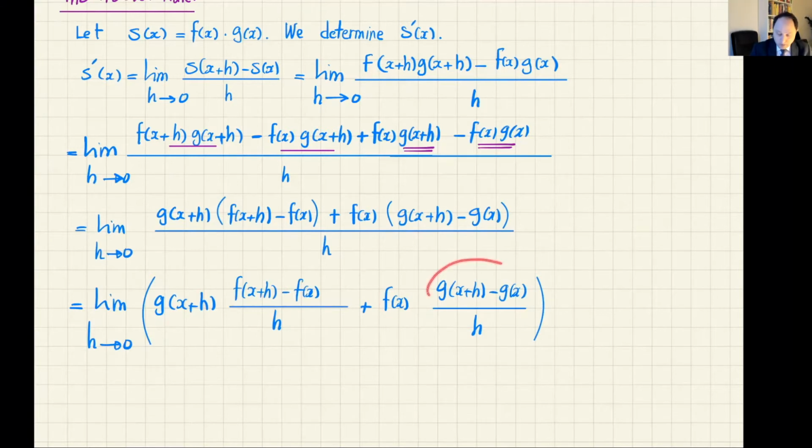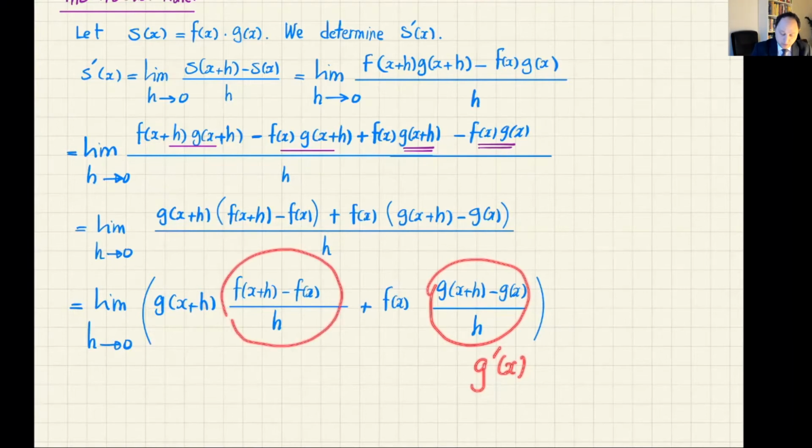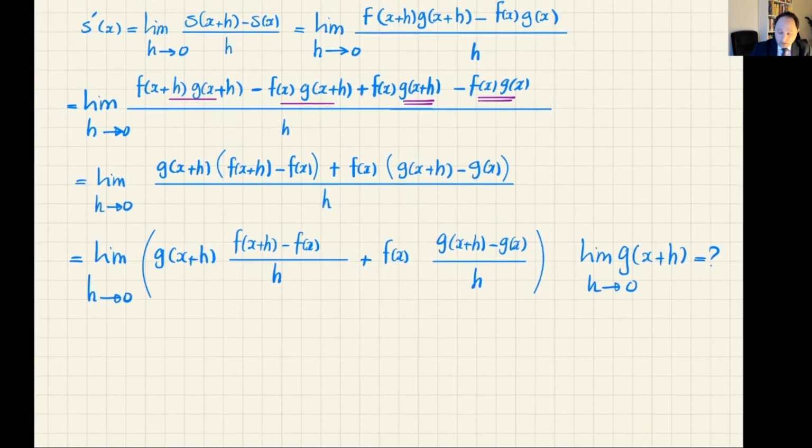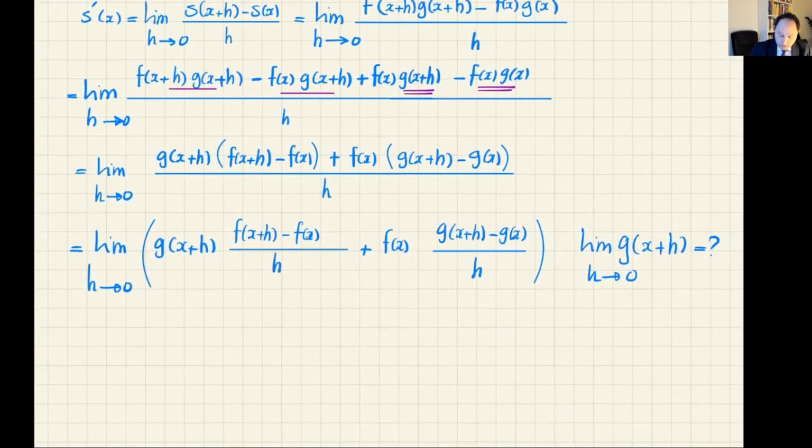And the limit of this part, you know, is nothing except g prime of x. The limit of this part also, you know, is f prime of x. But this also depends on h. So the question is, what is the limit of g of x plus h when h goes to 0? So this is something that we need to answer so that we can do this. My claim is that this is also g of x.